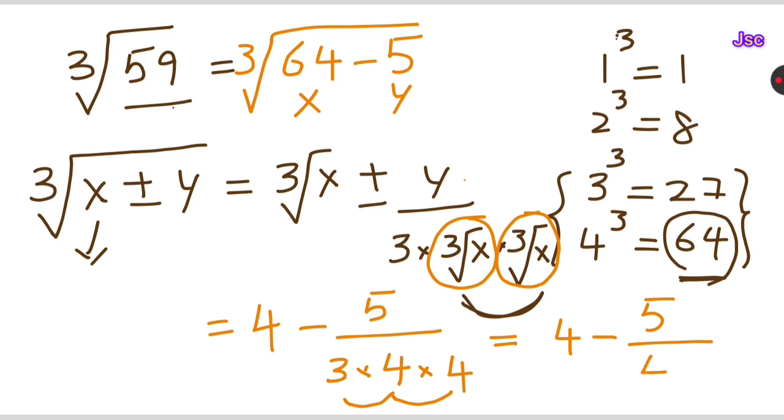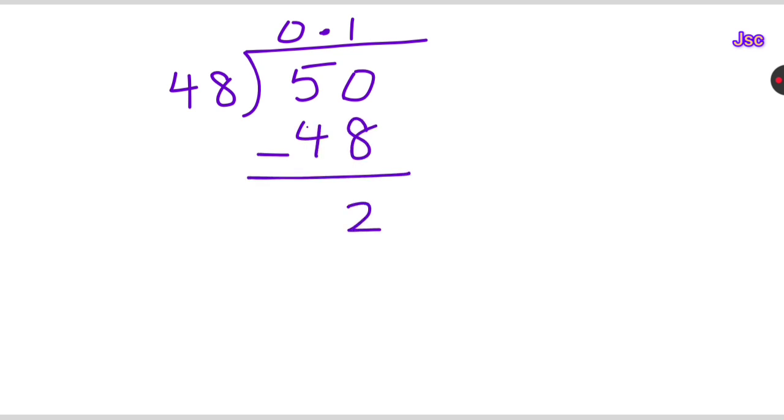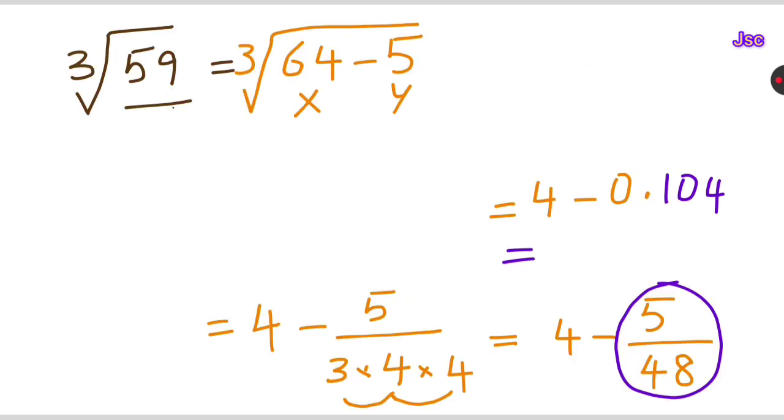16 times 3, 48. The numerator is smaller than the denominator, that's why I am starting with a decimal point. 5, 40, 1s are 48, then you will get 0. Because of the decimal point, I am writing 0. Then here we have only one 0, so if we add one more 0 here, you need to add one more 0 there. So then 48 times 4, which gives 192. So our result is 0.104. Subtracting 4 minus 0.104, you will get 3.896.